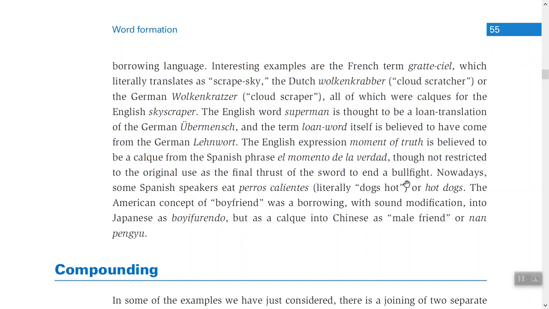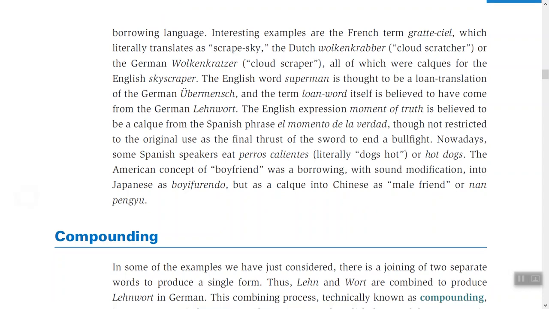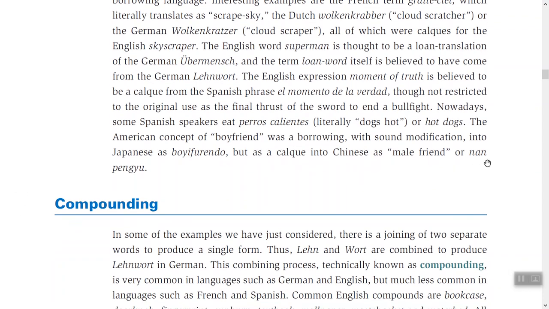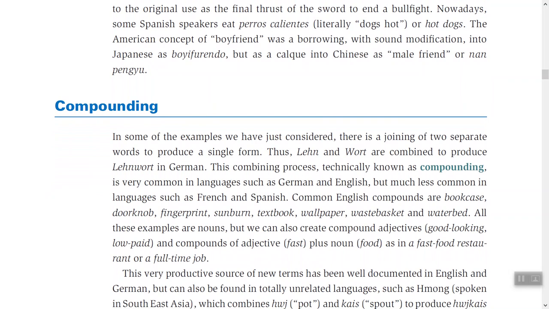Also, we have this, for example, nowadays some Spanish speakers eat perros calientes, dogs hot, or hot dogs. Okay, the American concept of boyfriend was a borrowing with sound modification, change in sound, into Japanese as boyfriendo, but as a calque into Chinese as male friend or nan pengyou.